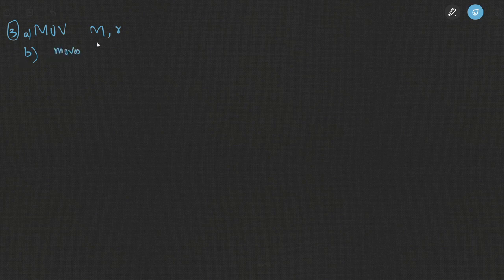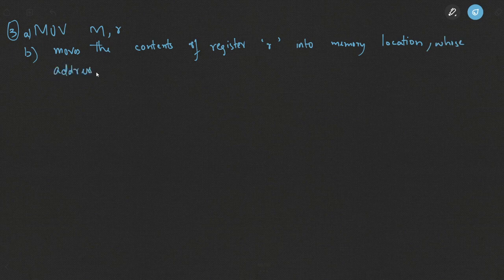It moves the contents of register R into a memory location. It does not move the contents of R to M. It moves the contents of R to the memory location whose address is in M. M is the HL register pair. Right? So the memory location addressed by HL will be fed with the contents of the register.